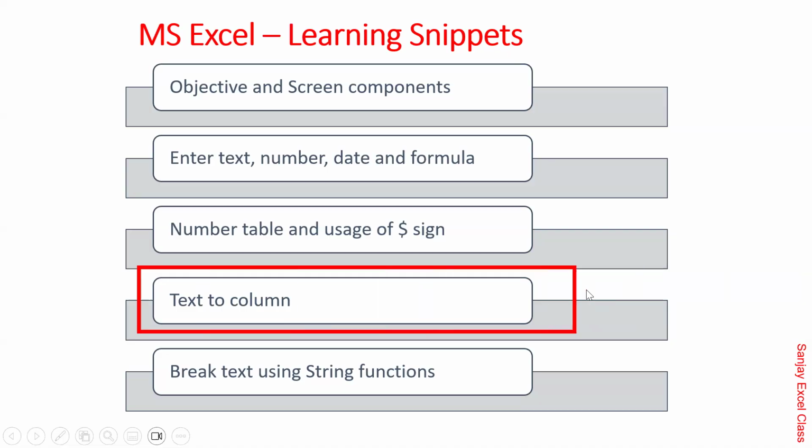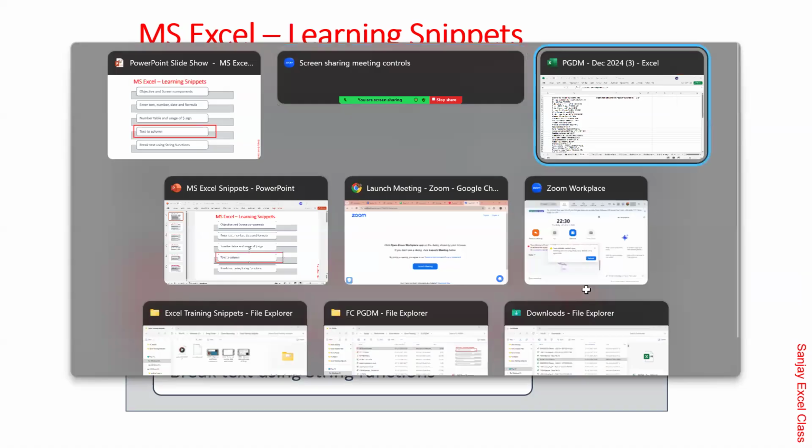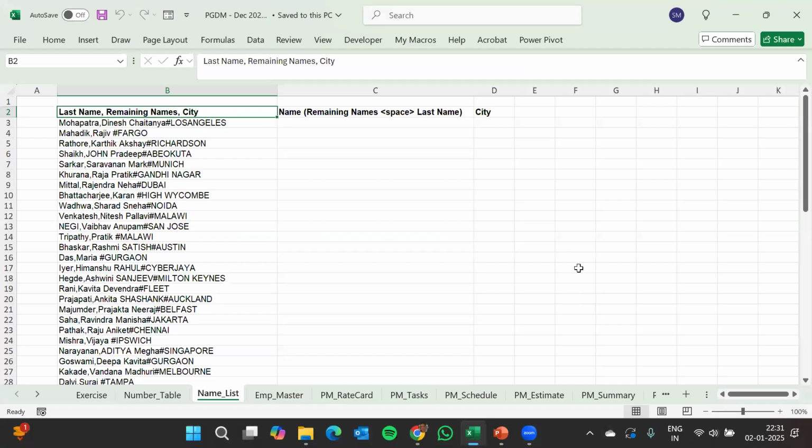Welcome back, friends. The next topic is converting text into columns using a wizard. A simple step there. Here is the example. We say that there was data which had last name, followed by remaining name, followed by city.